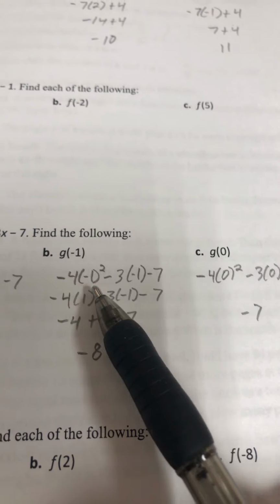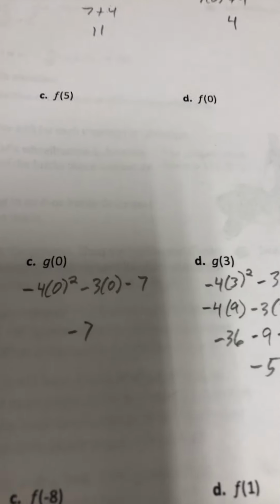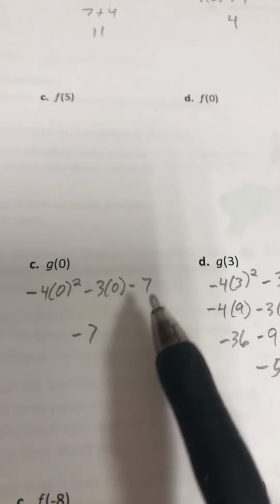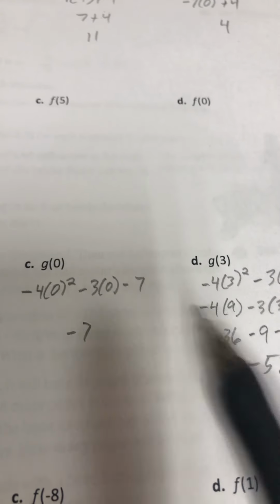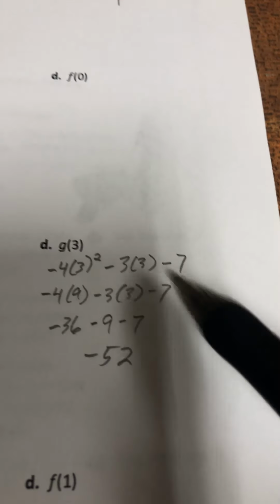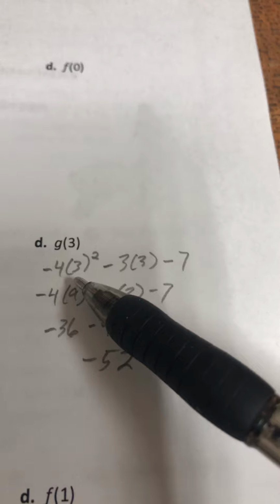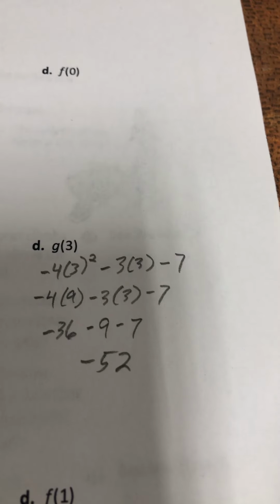You're substituting a -1 in for x. For G, you're substituting a 0 in. That makes life easy. This becomes 0, this becomes 0, so you're left with a -7. And then here you're substituting 3 in, and you end up with -52.